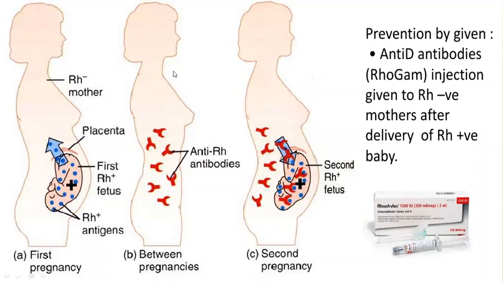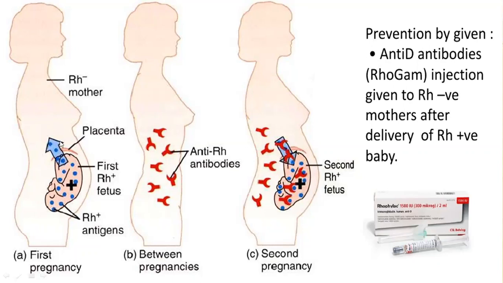So in rhesus incompatibility, you can see that the child that will be affected will be the second pregnancy. Why? It's because in the first pregnancy, the child is rhesus positive in the uterus of a mother who's rhesus negative. So during childbirth, this is a time where you have a mix-up of blood. So red blood cells from the fetus can move into maternal circulation.